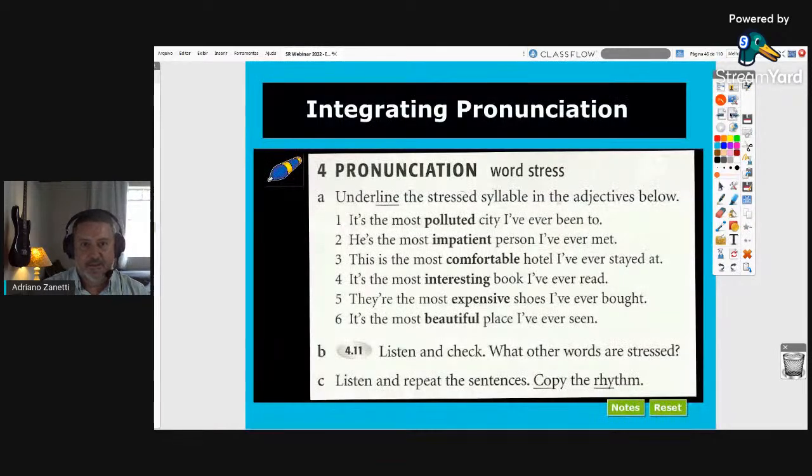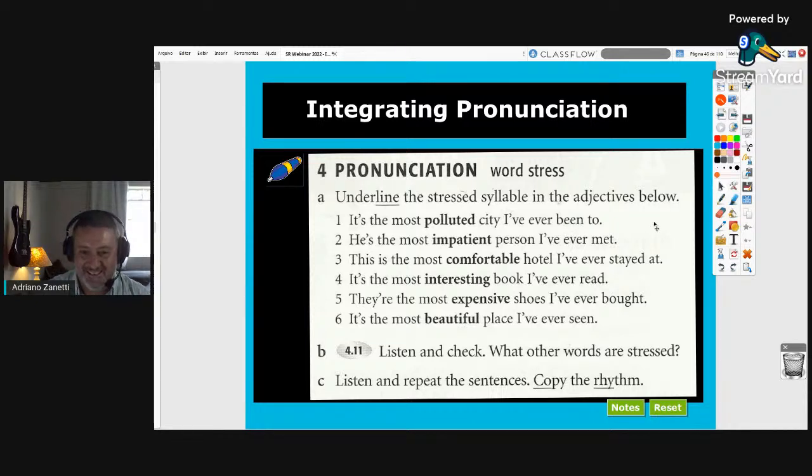and integrating this into grammar. Here we're talking about the superlative with an added bonus with the present perfect, and training: polluted, impatient, comfortable, interesting, expensive, beautiful. And now copy the rhythm. And as I said, you can use the humming. It's the most polluted city I've ever been to.